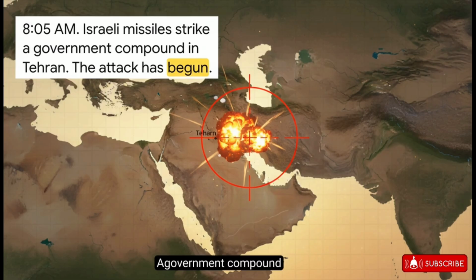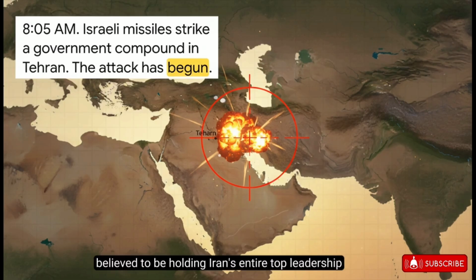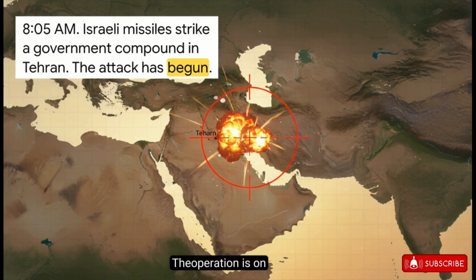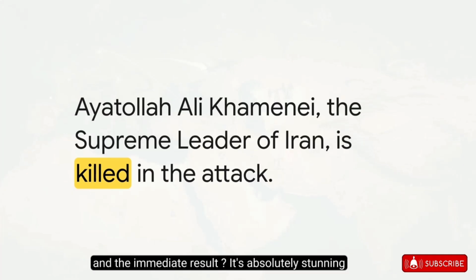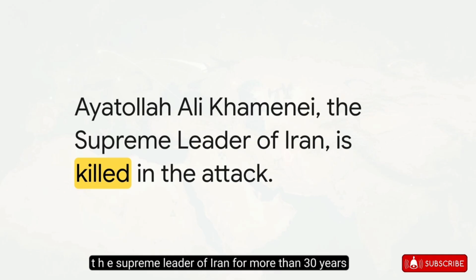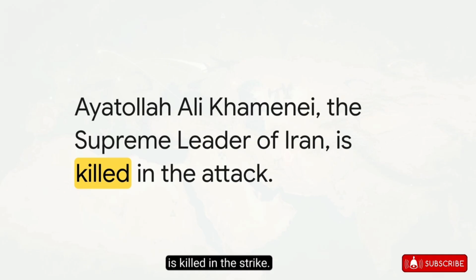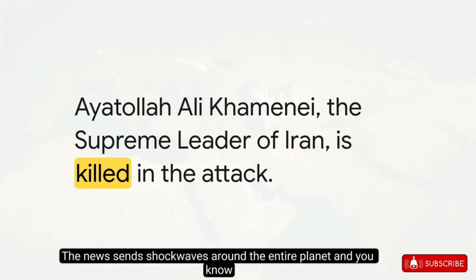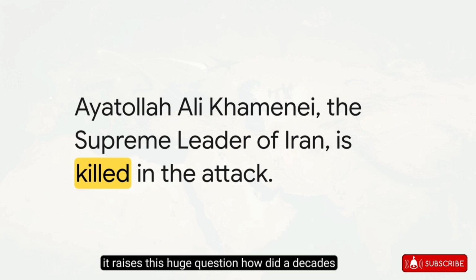A government compound, believed to be holding Iran's entire top leadership, is rocked by a series of massive explosions. The operation is on. And the immediate result? It's absolutely stunning. Ayatollah Ali Khamenei, the supreme leader of Iran for more than 30 years, is killed in the strike. The news sends shockwaves around the entire planet, and it raises this huge question. How did a decades-long shadow war finally explode into a hot one?